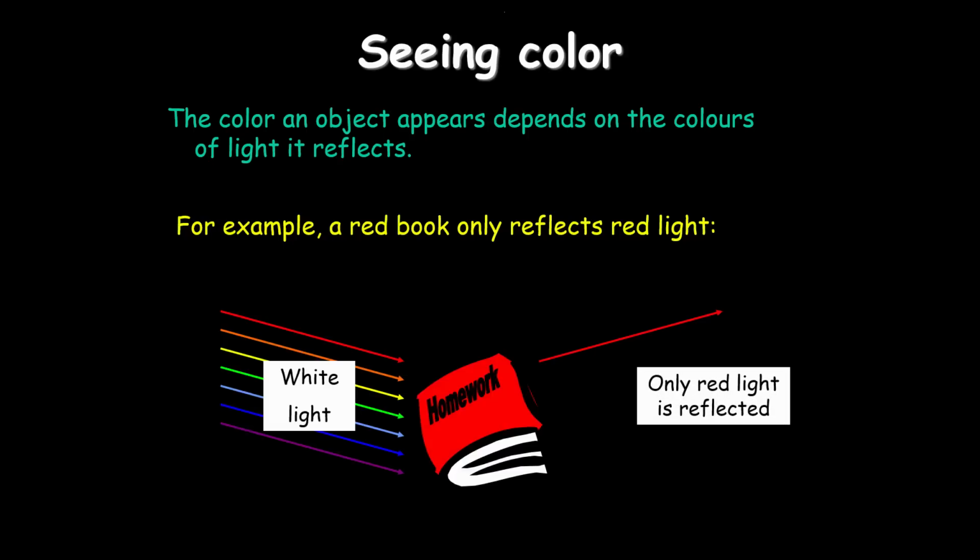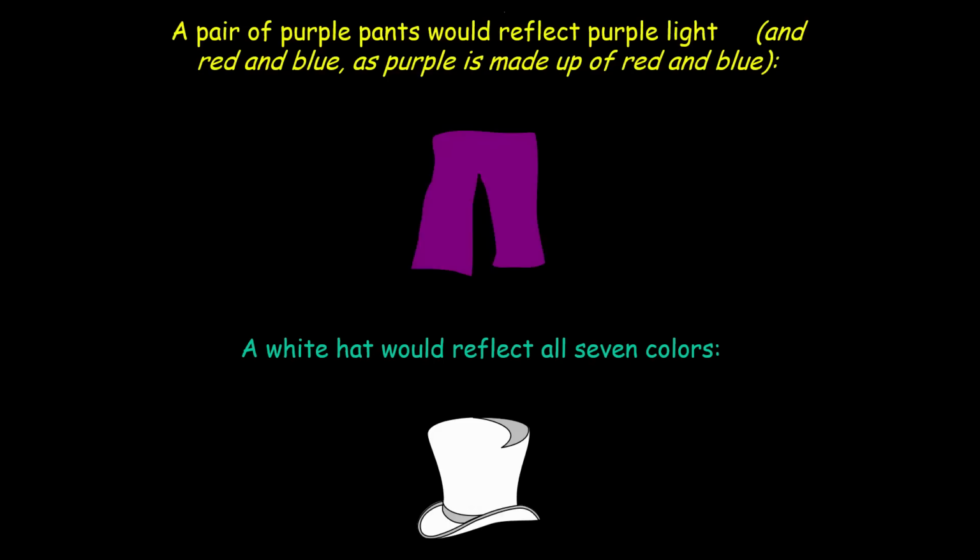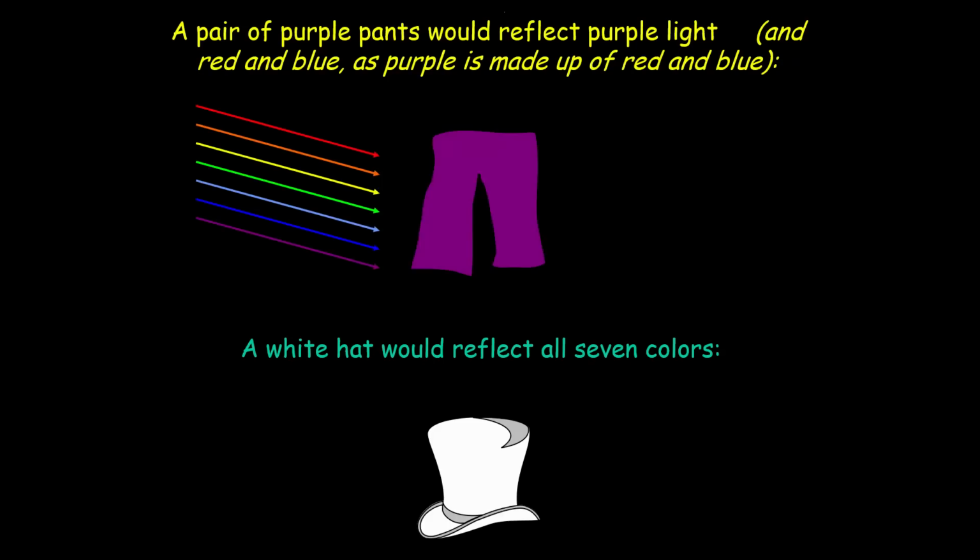Let's look at another example. In our purple pants here, if we hit it with normal everyday white light, so all 7 shades, we're either going to get violet coming off and being reflected, or there's one other option that there could be, and that is a combination of red and blue.